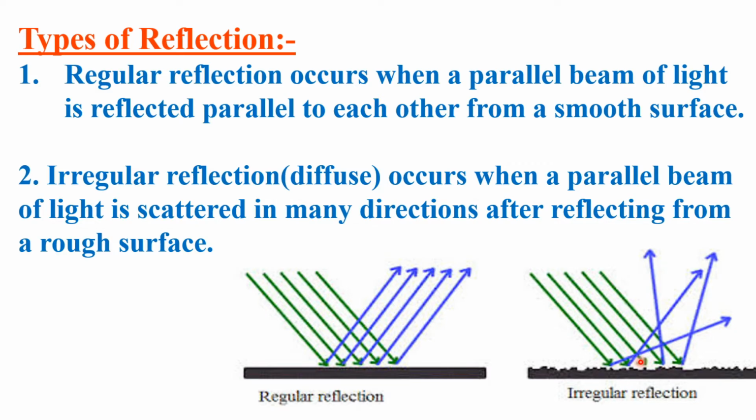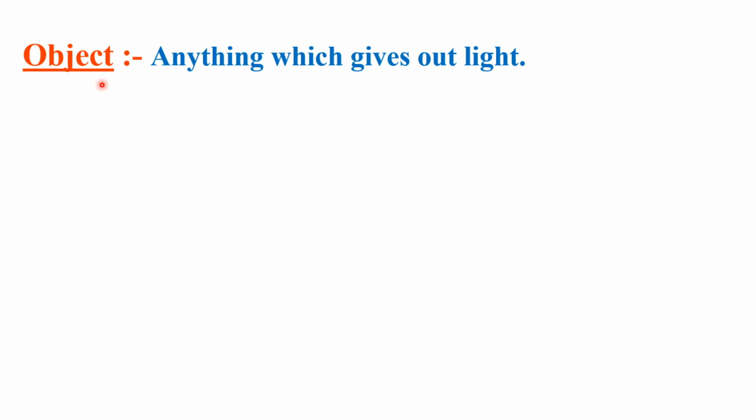So which surface is it here? It is a rough surface. Object: what does object mean? Anything which gives out light. Image is the optical appearance produced when the light rays coming from an object are reflected.